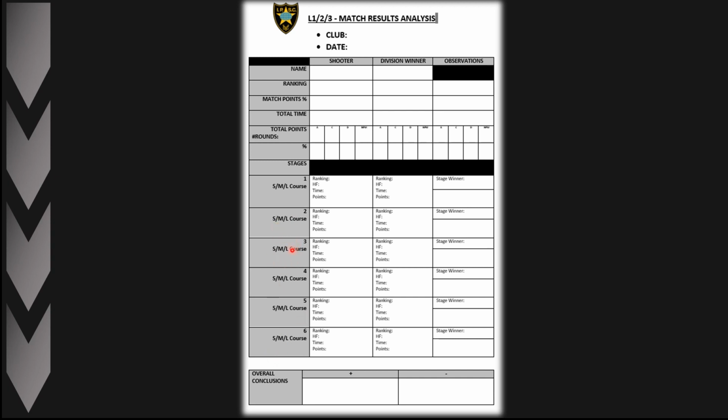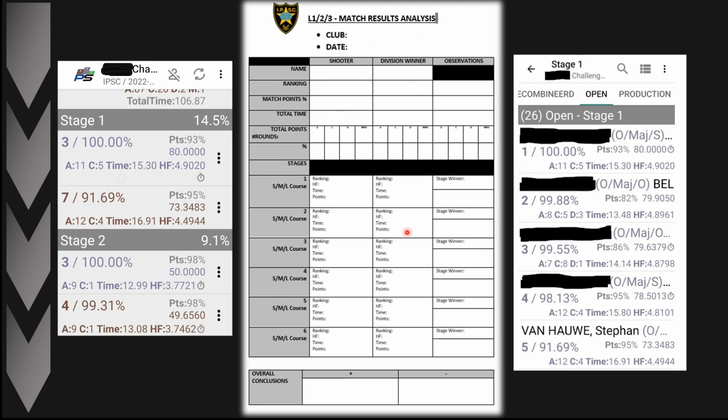But the vast majority of the matches I shoot are level 1s and 2s, which rarely have more than 6 courses and stages during the match. So this is my main go-to document. I will analyze the results of the division winner and myself, and once that is done, again ranking the hit factor, time and points, I will see what the delta is between everything.